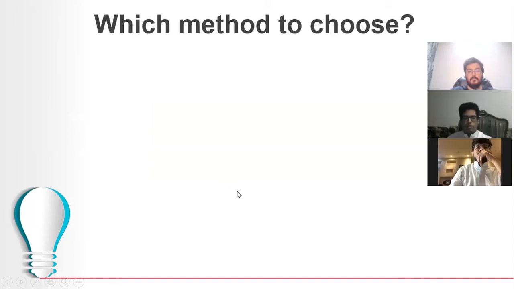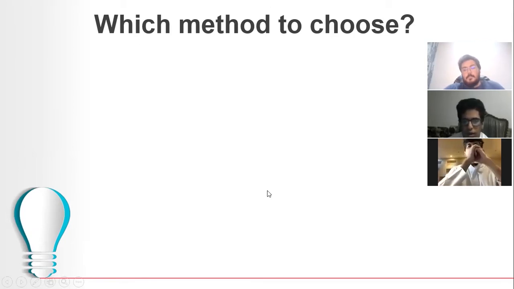Which method to choose? It depends on your project. If your project is not difficult, or it doesn't give you the chance to go back or to test every task, then it's better to go with the predictive method. But if your project is complicated, if you need to go back every time, or you have too many stakeholders, then it's better to go with the Agile methodology. Next.